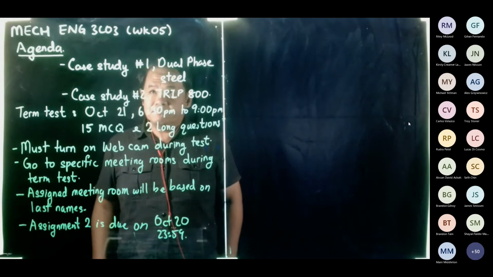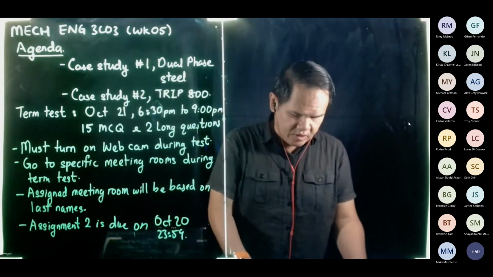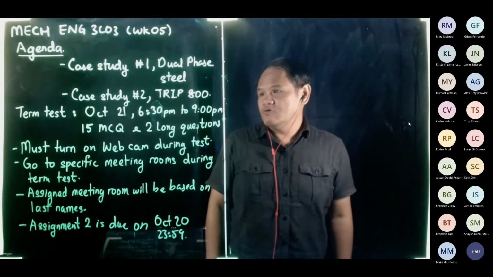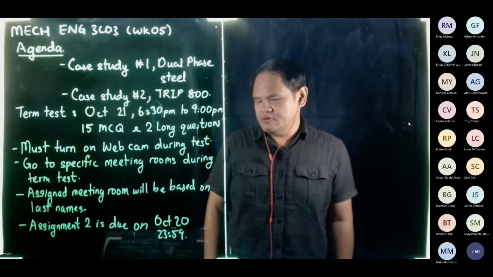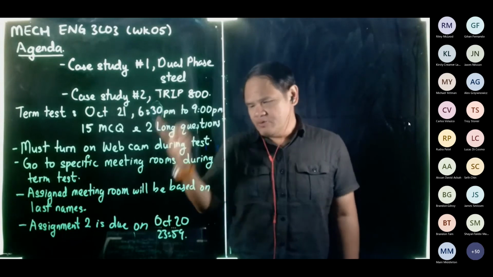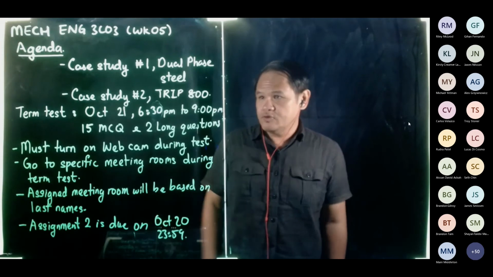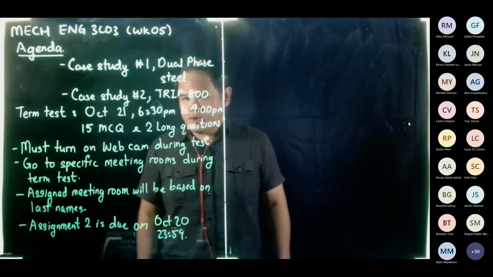Today's agenda, we're going to do 2 case studies. And these case studies will be in your term test. Case study number 1 is on dual phase steel. Case number 2 is on TRIP steel. Last week we did a case study on Ausbore already, right? So I'm going to go for these 2 case studies for today. Let's talk a bit about the term test.